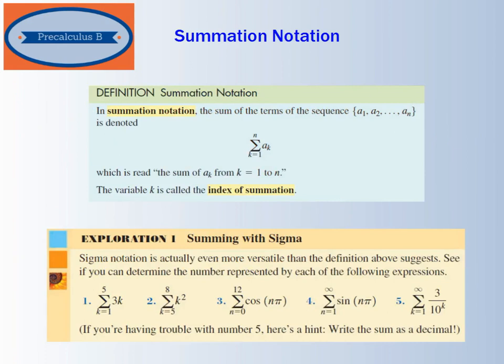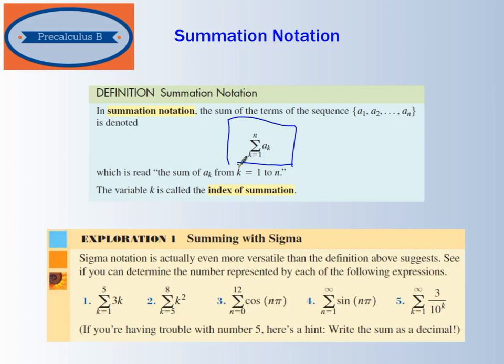In summation notation, the sum of the terms of the sequence a sub 1, 2, 3, all the way to a sub n is denoted with a capital sigma. That's what we use for summation. So this is the summation of a sub k from k equals 1 to n. We literally read this as the sum of a sub k from k equals 1 to n.